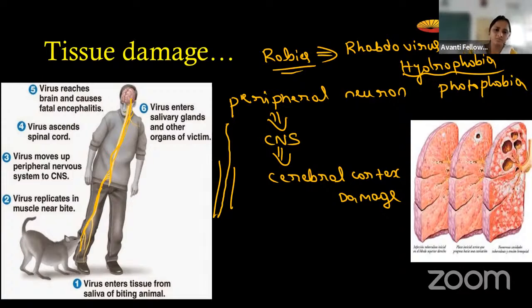And photophobia also. Okay. So this is how, after damaging the cerebral cortex, it also spreads through the saliva of that person. In the person affected by the rabies virus, the virus is also replicated in the saliva. Now the person's saliva also has the rabies virus. Okay. So this is how it spreads by tissue damage.